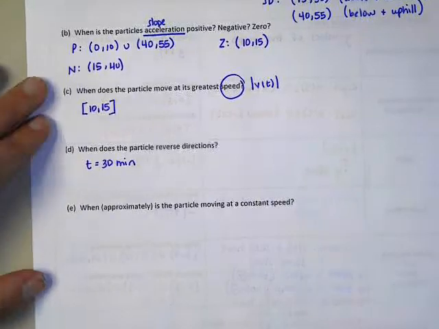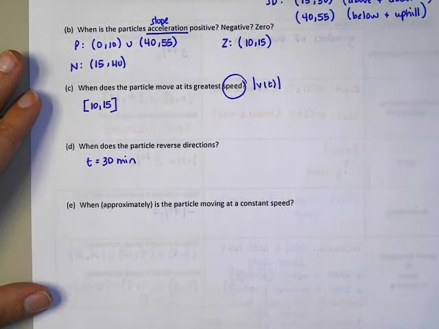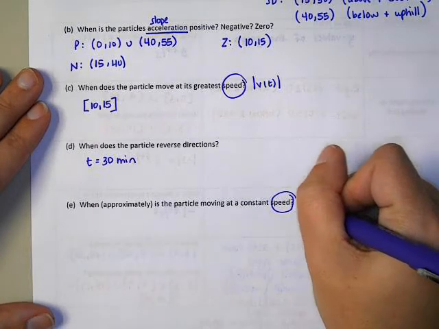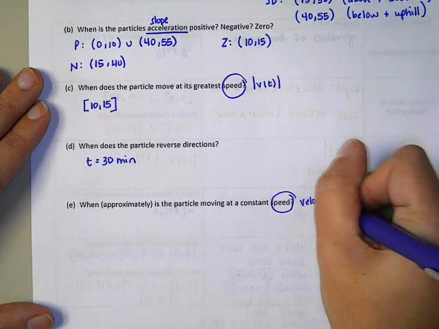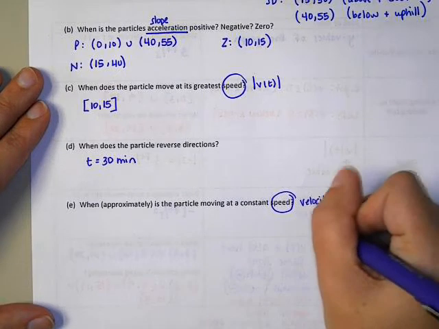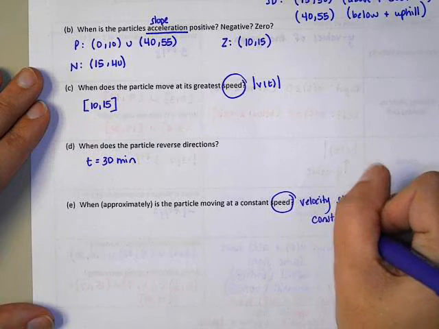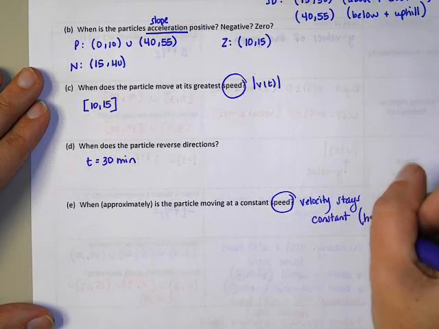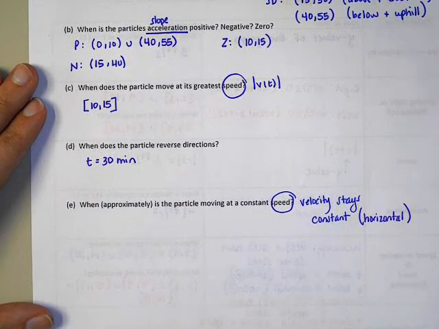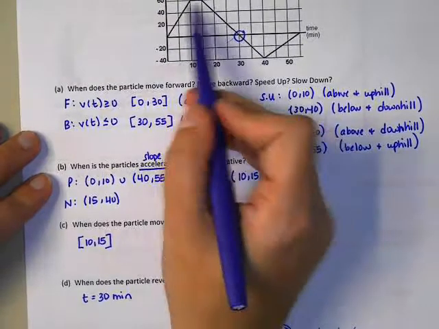And finally, approximately when is the particle moving at a constant speed? A constant speed means that the velocity stays constant. In other words, we're looking for horizontal lines on the graph. So that would again be between 10 and 15.